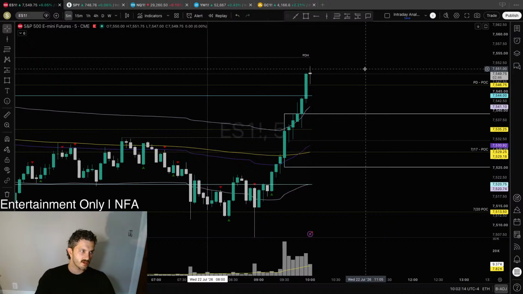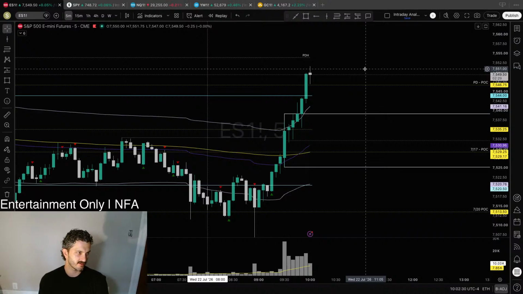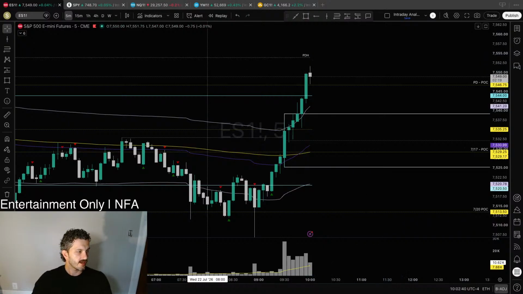I mean, this is a waiting game right now. This is a patiently wait. Like, I don't know, we haven't seen one down close five-minute candle. So not much. Not much at all.